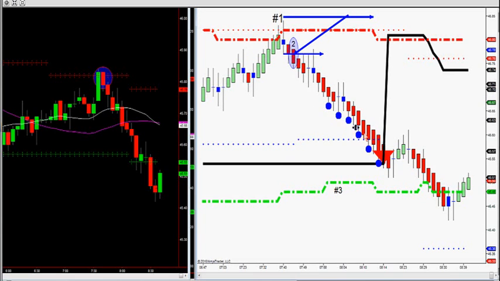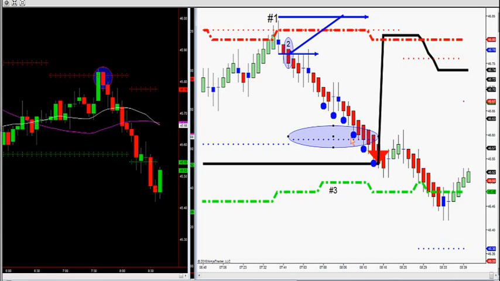The first target definitely is going to be the symmetry dots. That's why I have symmetry dots here. You've got to exit half your position at these blue dots when you're short. If you're doing 6 contracts, you've got to exit 3. If you do 4, exit 2. If you do 10, exit 5. That's your first set of symmetry dots you're looking for.